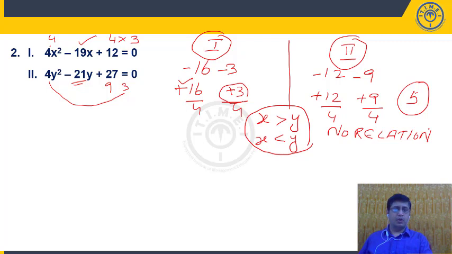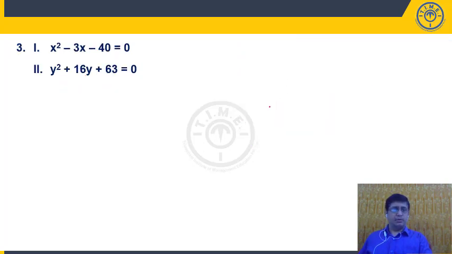Okay. So minus 19 means minus 16 minus 3, and minus 21 means minus 12 and minus 9. Okay, now look at the next example.